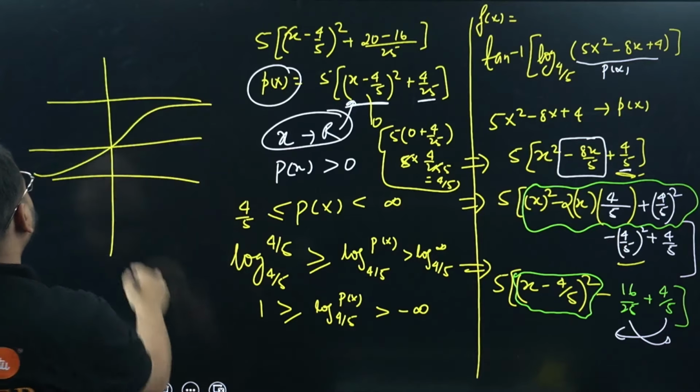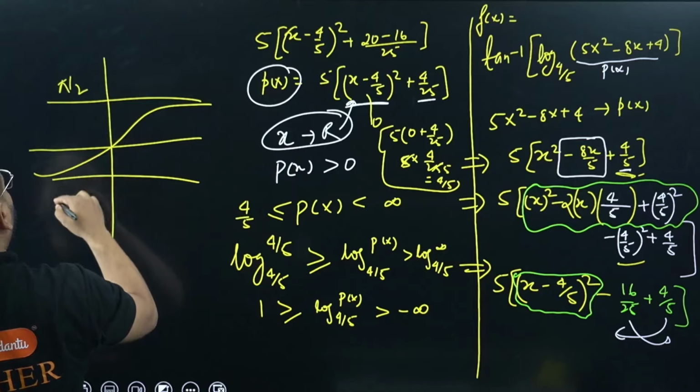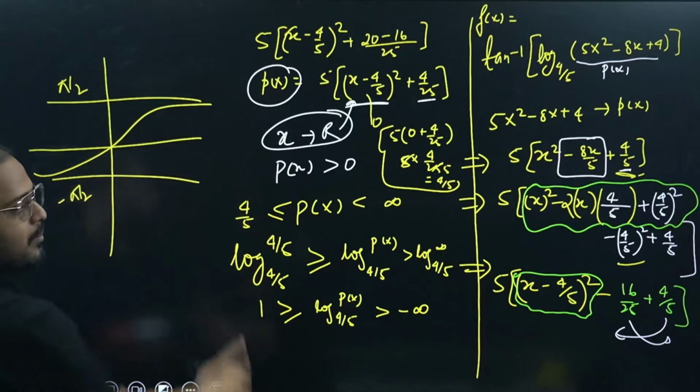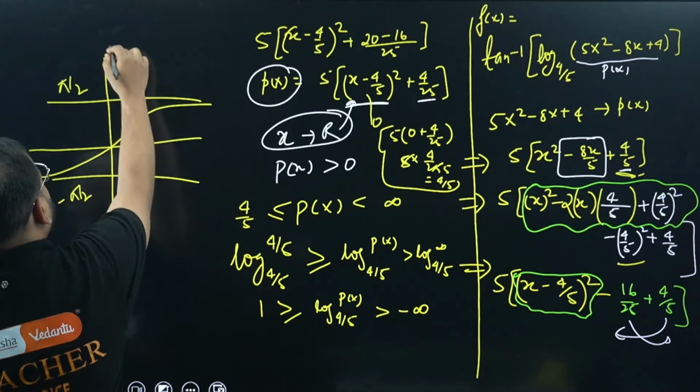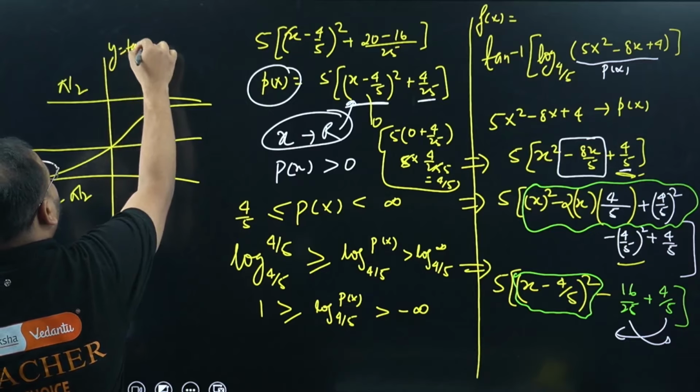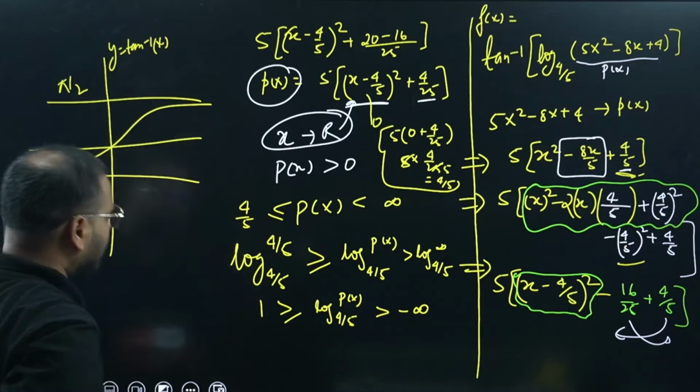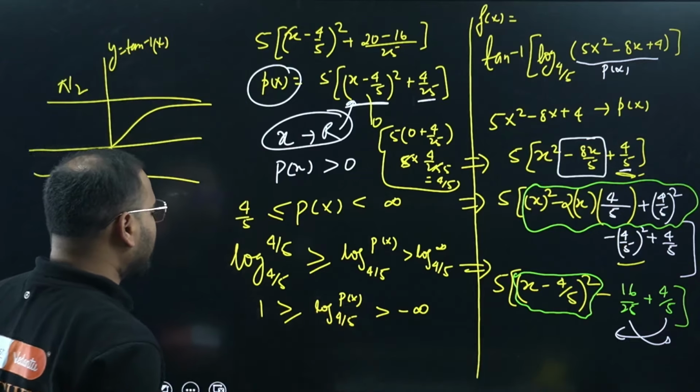What is this band? Pi by 2 and minus pi by 2, for all real numbers. This is my tan inverse function, y equals tan inverse of x. So if I apply tan inverse, the inequality will remain the same.